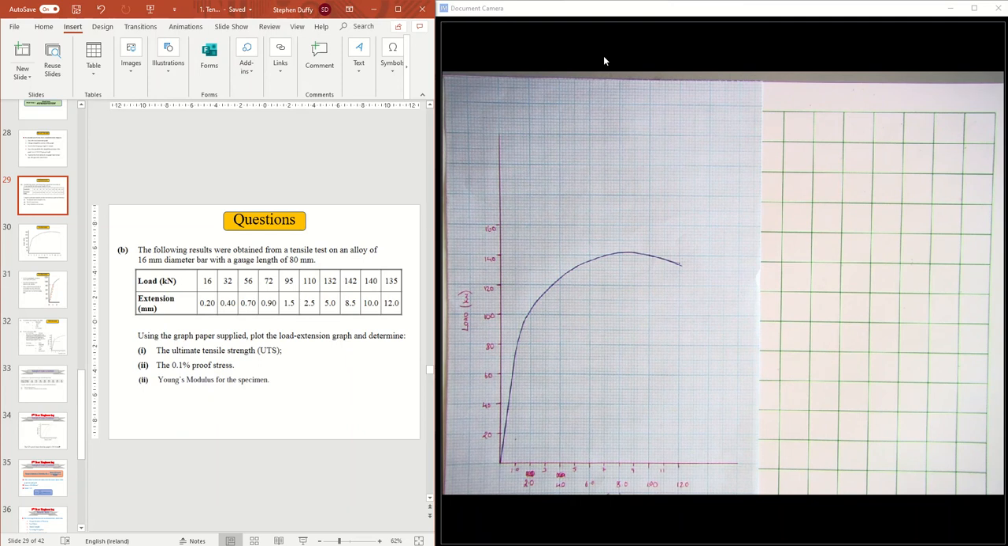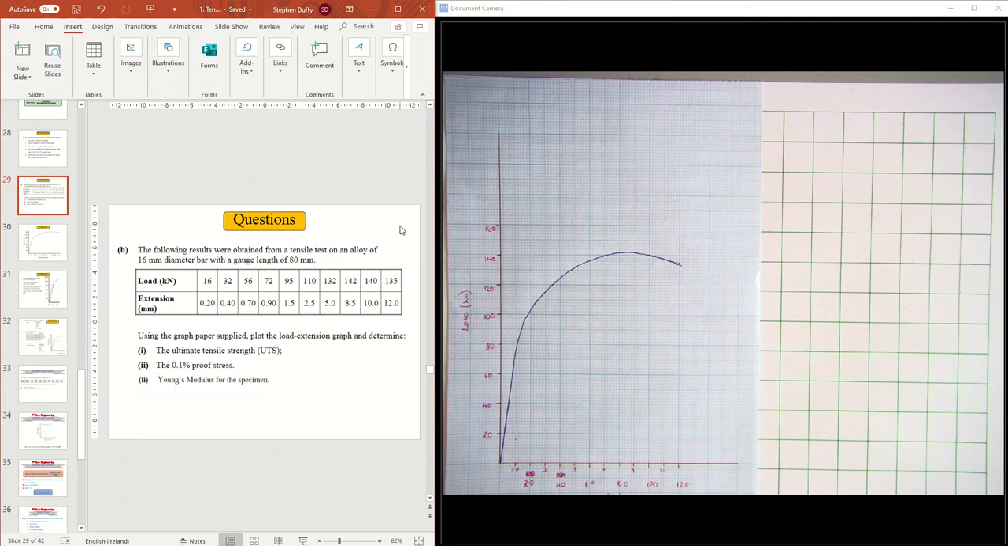Now, here's a question I have. It's from a previous mock exam. The following results were obtained from a tensile test on an alloy of 16mm bar with a gauge length of 80mm. Using the graph paper supplied, plot the load extension graph and determine 1. the ultimate tensile strength, 2. the 0.1% proof stress, and part 3, I just stuck this one in, I know it says 2 there also, I want to calculate the Young's modulus for the specimen as well.